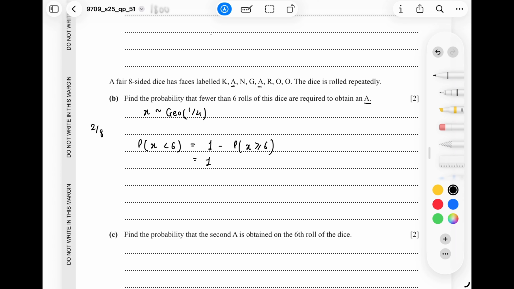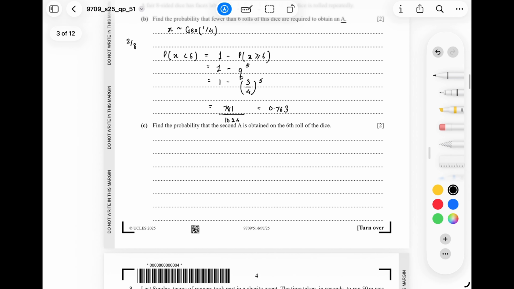So that's 1 minus Q raised to the power of how many times you failed. So that's 5 times. And we know that Q is 1 minus 1 over 4. So that's 1 minus 3 over 4 raised to the power 5. You just put it in the calculator and you get a fraction, which is 781 over 1024. But you can just write it in 3 sig fig, which is going to be 0.763.